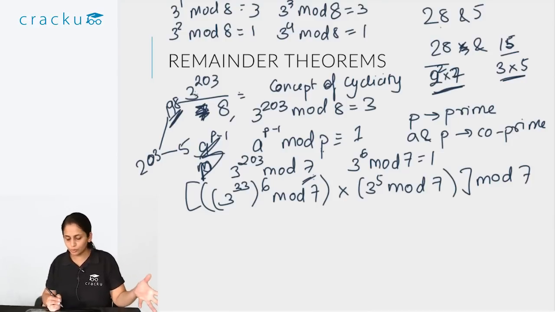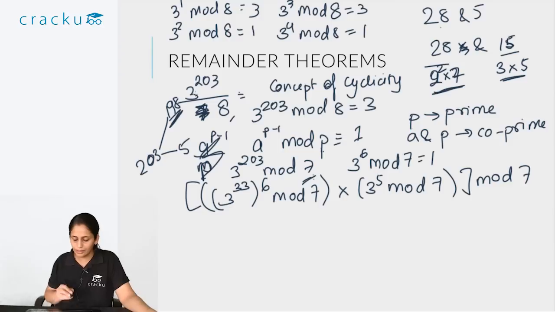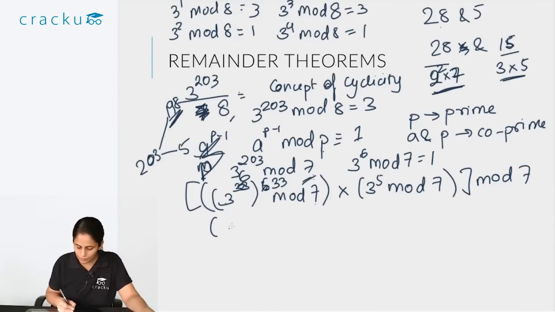The reason why I do this is because I can say that 3 raised to 33 into 6 mod 7, because I know that I can change the indices. So this is 3 raised to 6 into 33 mod 7. I take 33 outside. So essentially I say that this is 3 raised to 6 mod 7 into 3 raised to 6 mod 7, 33 times. So each of these would be essentially 1, 33 times. So I can convert this into 1.